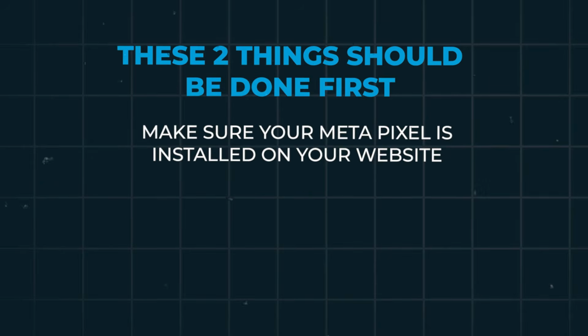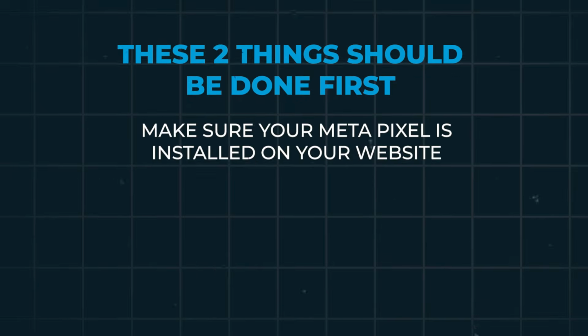Because in the world of Facebook and marketing in general, if you're not tracking things properly, you are losing money and you're going in blindly. How can you make an informed decision if you don't have the facts of what's working and what's not? The answer is you can't. So the first thing you need to do is make sure your Metapixel is installed and working correctly.